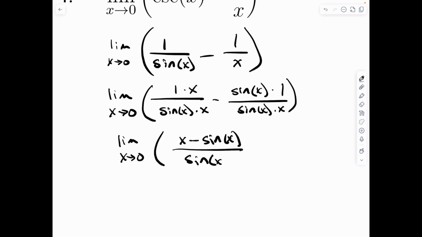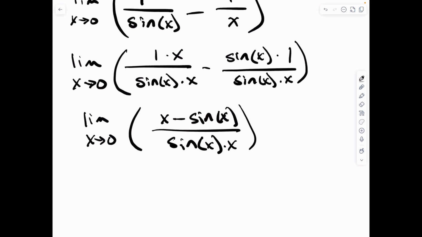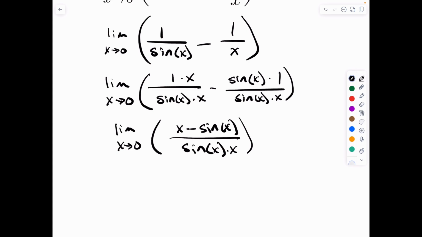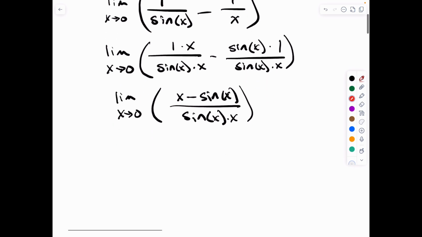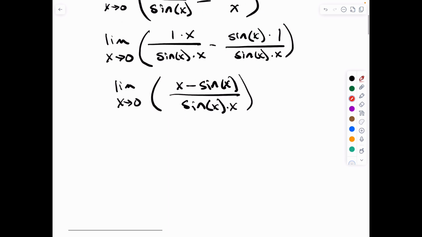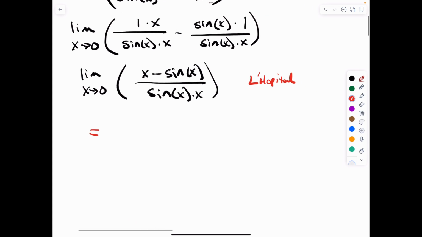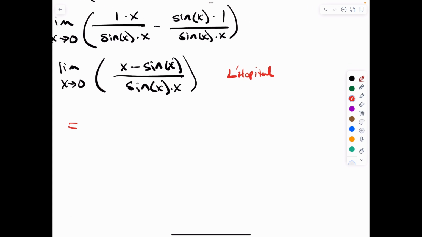And this does have the L'Hopital's rule indeterminate form. You would want to actually double check this, but I'll just talk through this: the limit as x approaches 0 of the top is 0 minus 0, which is 0, and then on the bottom you get 0 times 0. So each of those do have limits of 0. So this is L'Hopital. And so you can go ahead and do the derivatives.